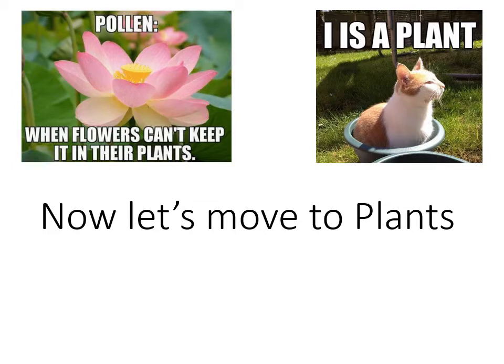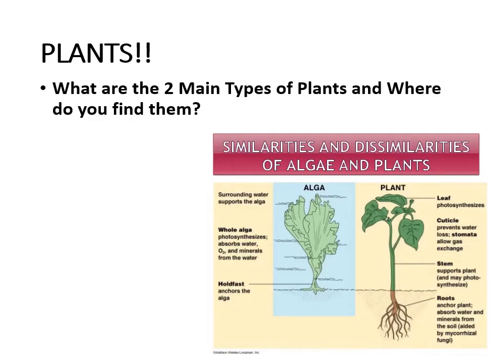Okay, that's enough about protists. Now it's time to move on to plants. When we talk about plants, I want you to remember plants are yet another example of eukaryotes, just like our cells, which means that they do have a nucleus and internal structures, internal membranes.